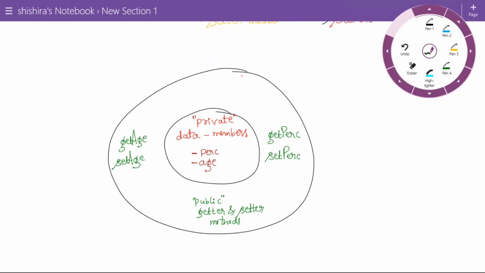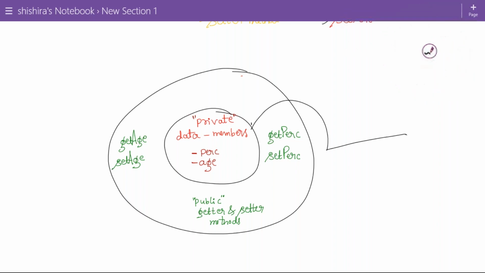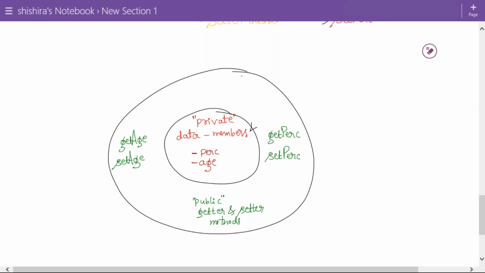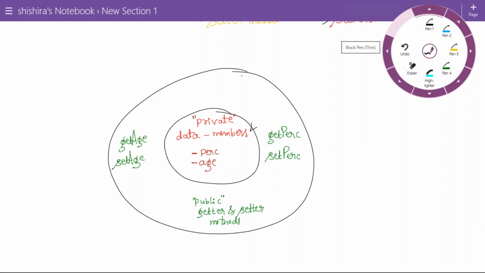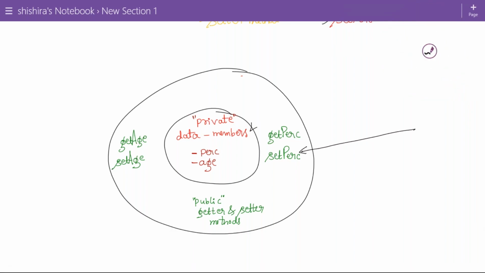So if someone wants to access this data member, they cannot access the data directly. Are you clear now? They can only access the data through the getter method and setter method, because the getter and setter methods are public and the data is private. In this way, your data is protected or encapsulated. This is the simple fundamental concept of encapsulation.